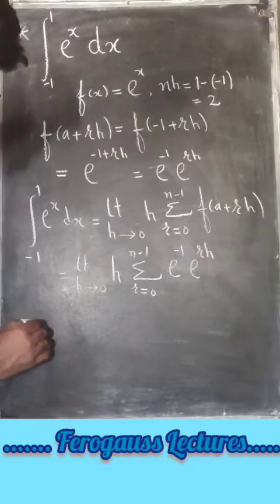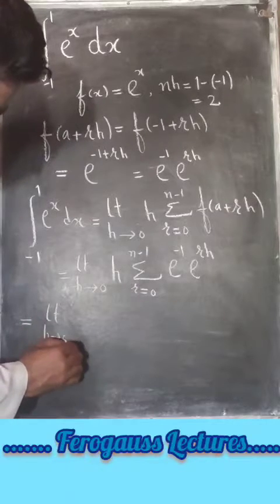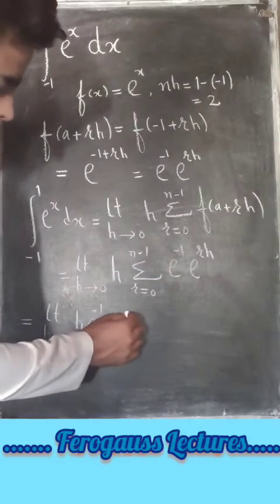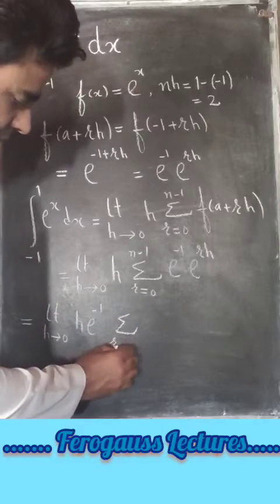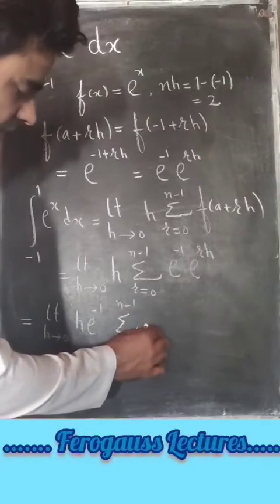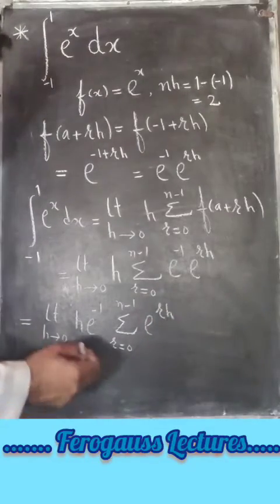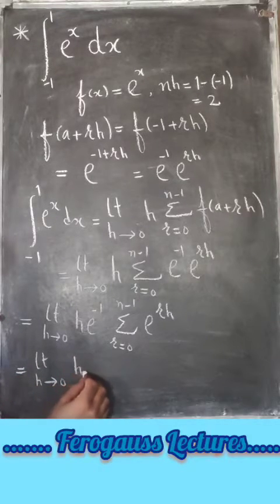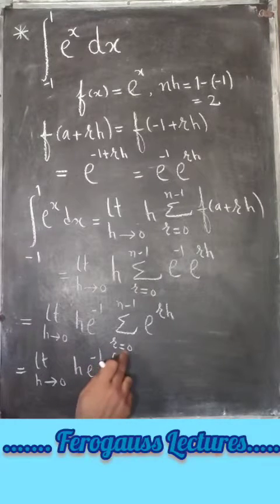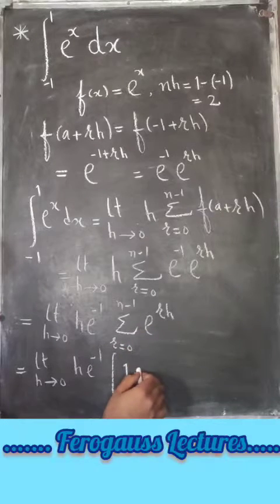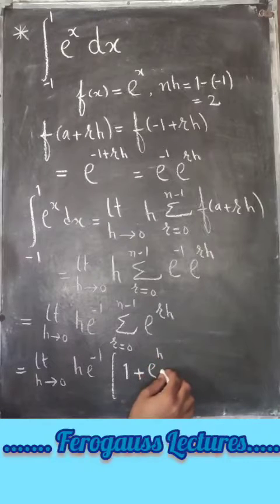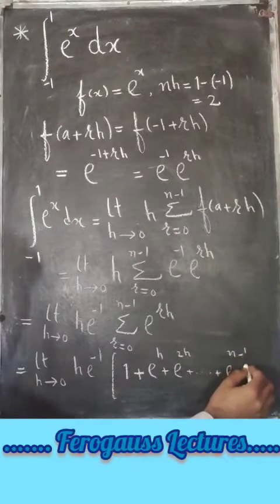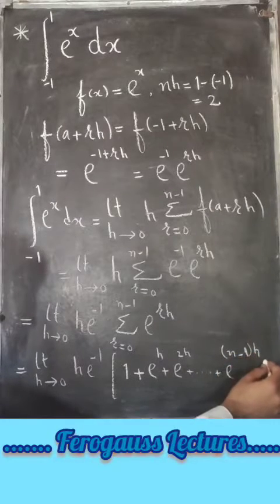or that is further equal to this limit h tends to 0, h times e raised power minus 1, as e raised power minus 1 is free of r, so we can write it here, then summation r running from 0 to n minus 1 of e raised power rh, which is further equal to limit h tends to 0, h times e raised power minus 1, then when r is 0 we get e raised power 0, that is 1, plus when r is 1 we get e raised power h, plus e raised power 2h, and so on, plus e raised power n minus 1 h. Okay?